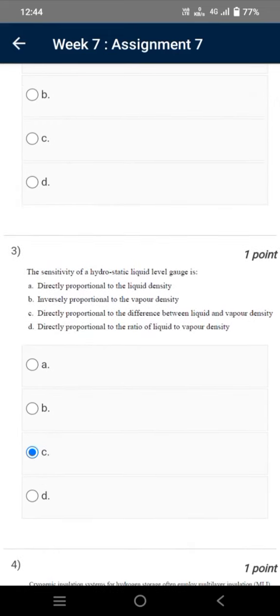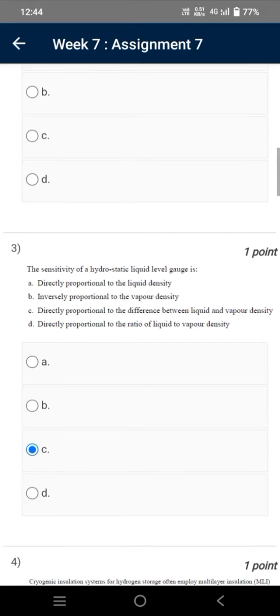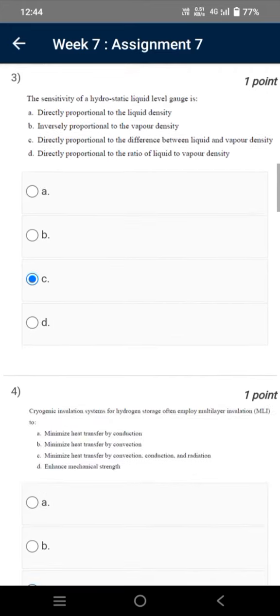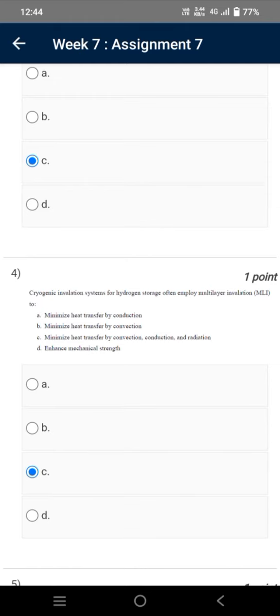Question third, answer will be option C. Directly proportional to the difference between the liquid and vapor density. Question fourth, answer will be option C. Minimize heat transfer by convection, conduction and radiation.